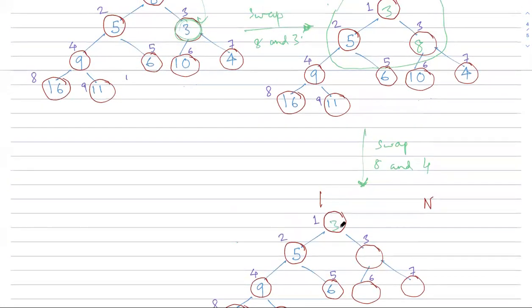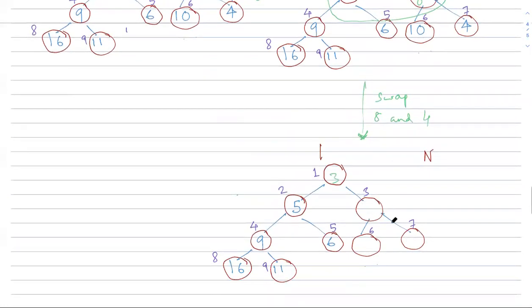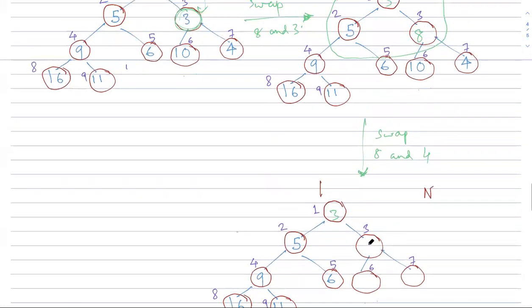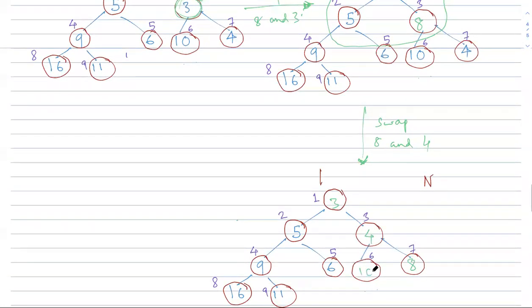so you have 3 here. So now 8 and 4 would be swapped. So this will become 4, this will become 8, and this remains as 10.